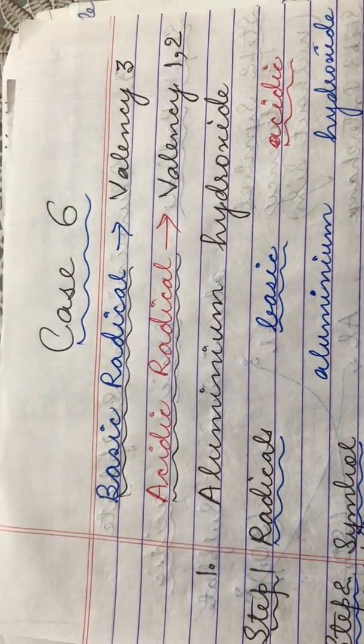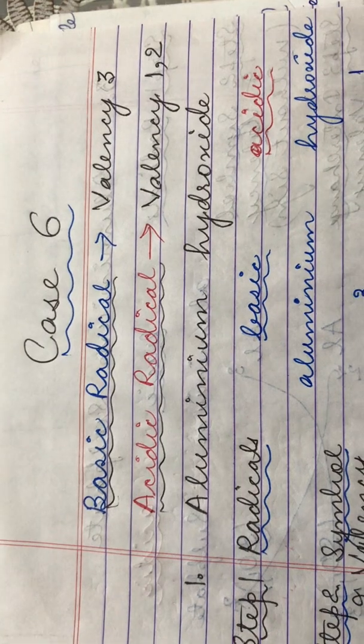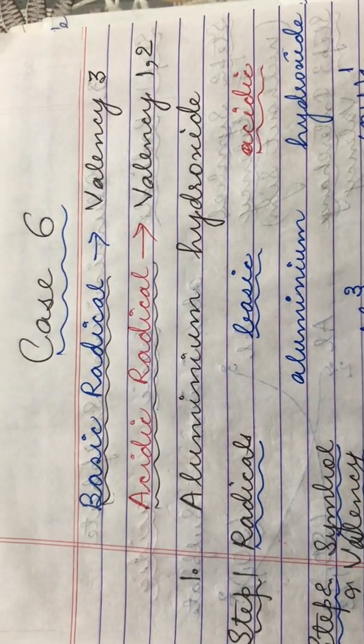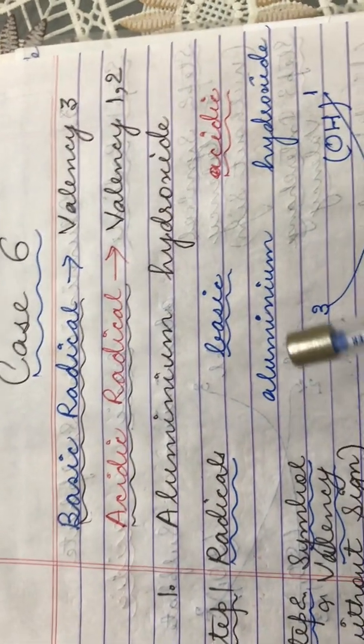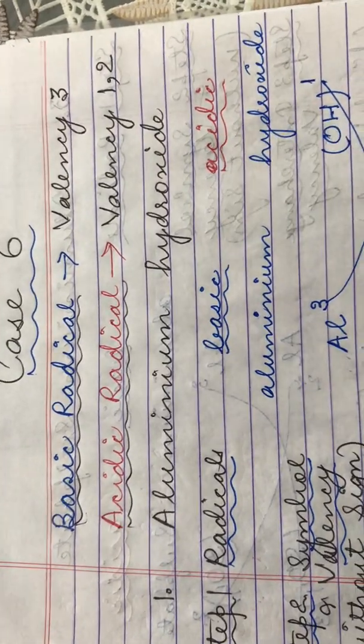Hello students, let us now try writing the chemical formulae of compounds which are formed from basic radical having valency 3 and acidic radical with valency 1 or 2. Let's take the first example of aluminium hydroxide.